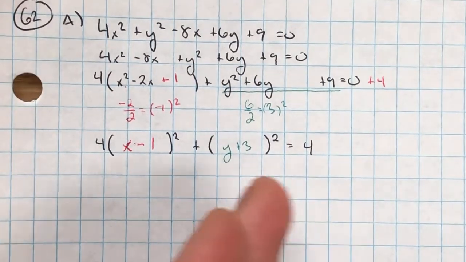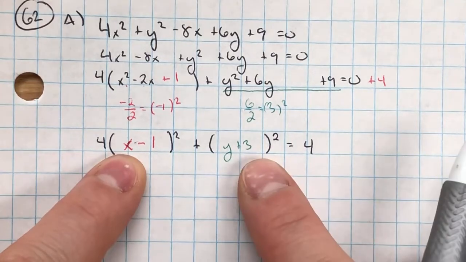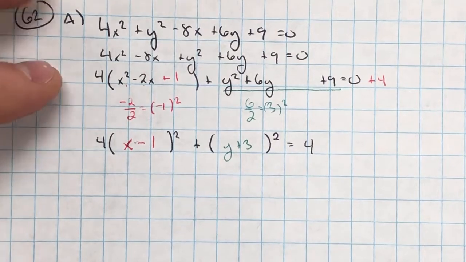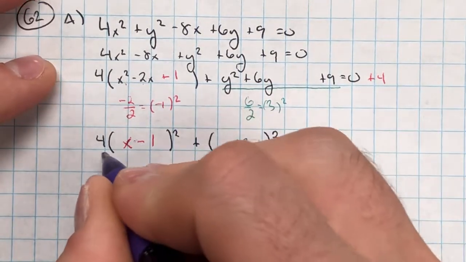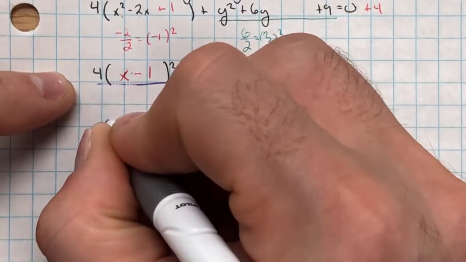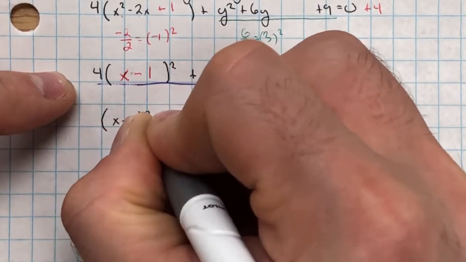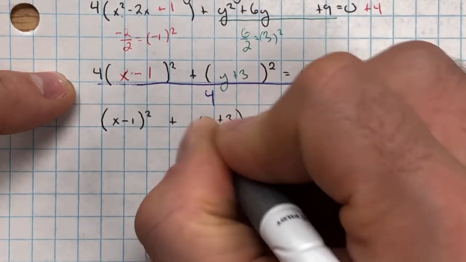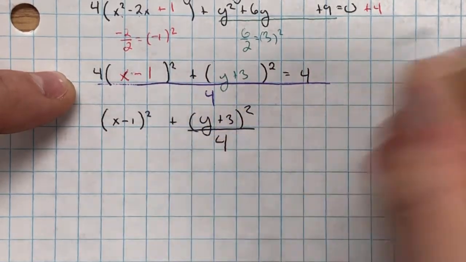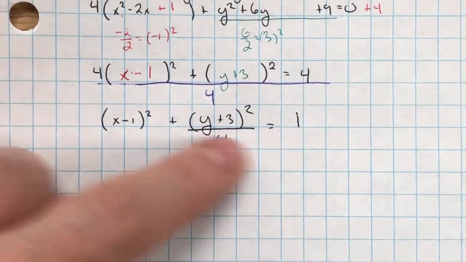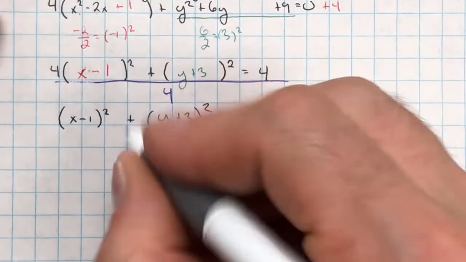Okay, so now this is almost ready. I have my squared and my squared, but I can't have coefficients in front of them. So I'm going to divide the entire equation by any coefficients. So I divide the entire equation by that coefficient, which is 4, which gets rid of this over here, and I have my x minus 1 squared. Right here, I have y plus 3 squared over 4. And then that divides by 4 into a 1. Now what we see right here is we've created the equation of an ellipse.